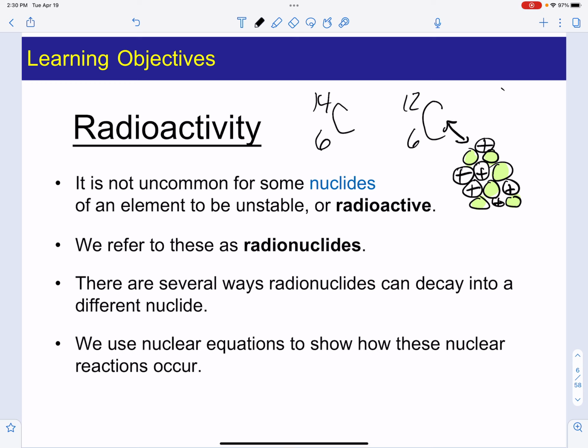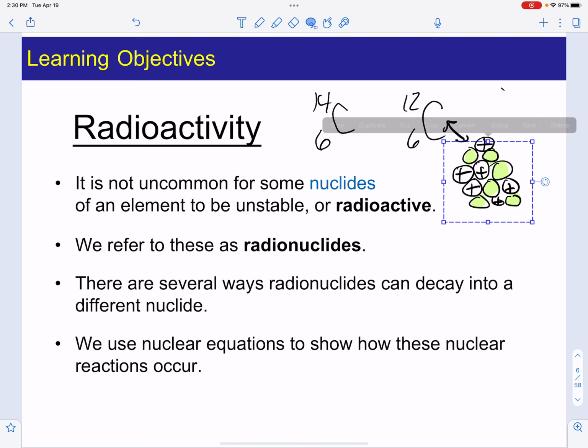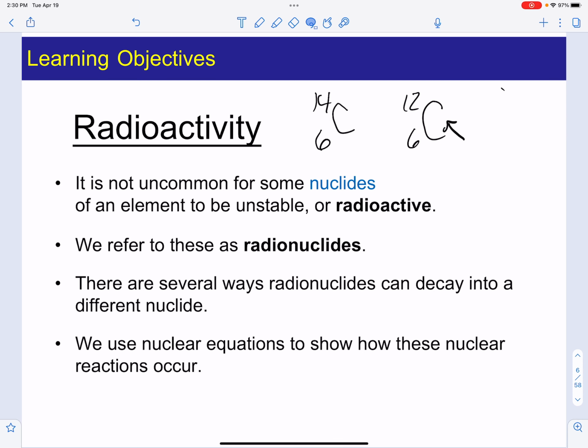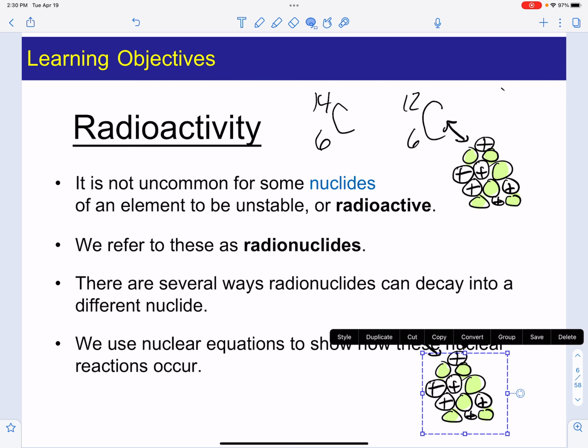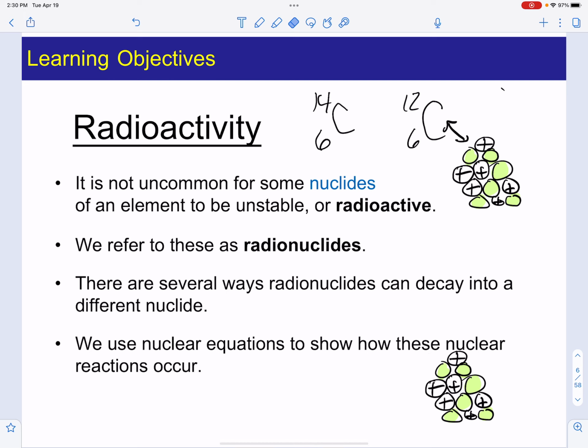What about the other one? The other one is basically the same thing, but we're going to have 2 more neutrons. Therefore, 8 neutrons on this one. So that would be that one over there. So if you notice, this one, different from hydrogen, has 6 protons.